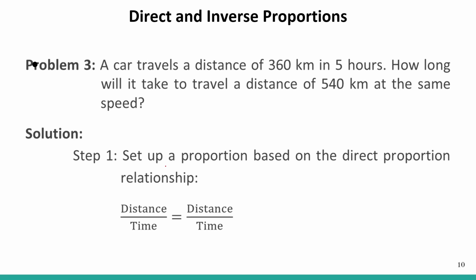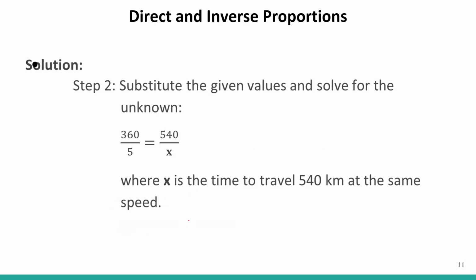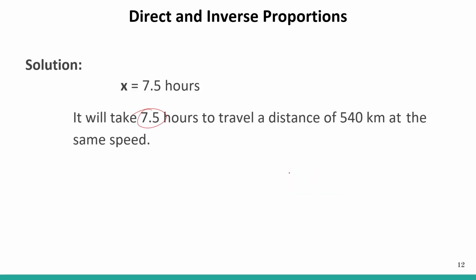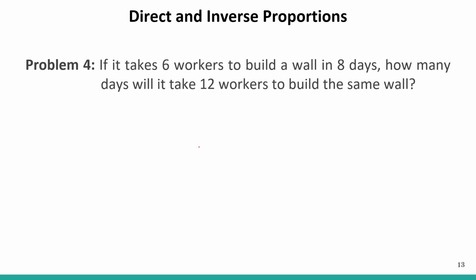Okay. So let's see the step-by-step solution. So setting up the proportion based on the direct proportion relationship: distance by time is equal to distance by time, right? So substitute the given values to solve the unknown. So 360 by 5 is equal to 540 by x. So x is the time to travel 540 km at the same speed. So it will take actually 7.5 hours to travel a distance of 540 km at a speed of 72 km per hour. Okay. So let's see problem number 4.